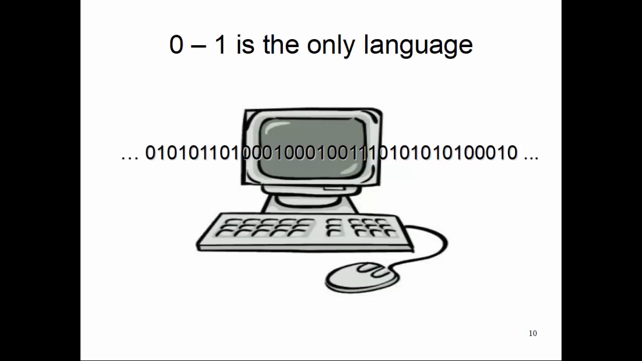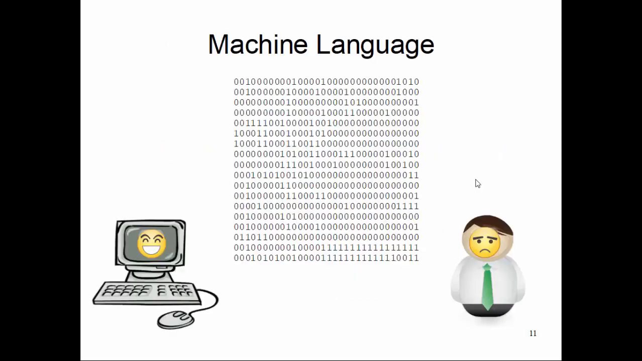Then how do we create a program in a language which contains only 0 and 1, right? So that's the question. The language that a machine or computing system understands is called machine language, and it looks like this series of 0 and 1.